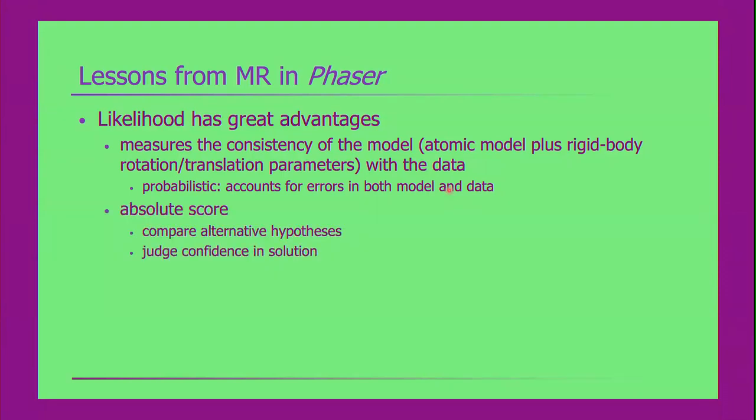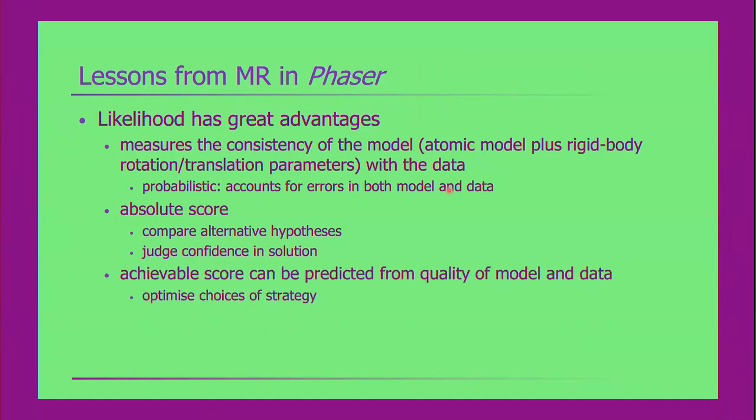It gives you an absolute score. The likelihood score is an absolute number. And that means that if you have alternative hypotheses, different models fitting into the same data, the one that gives you the higher likelihood score is a better model. And even better than that, the absolute score, the number, means something. If the number is high enough, you can be pretty confident that you're correct. So this solves this confidence problem.